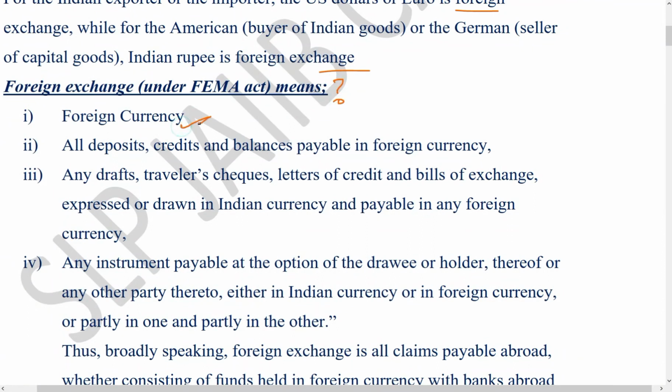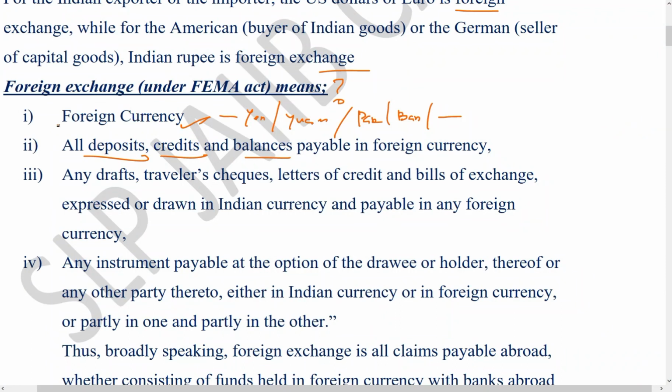Foreign currency. So any foreign currency will be called foreign exchange. For example, Japanese yen or Chinese yuan, Pakistan rupee, Bangladesh rupee, Sri Lankan rupee, everything will be foreign exchange for Indians. Second, all deposits, credits, and balances payable in foreign currency. So here you see deposits, credits, and balances payable in foreign currency.